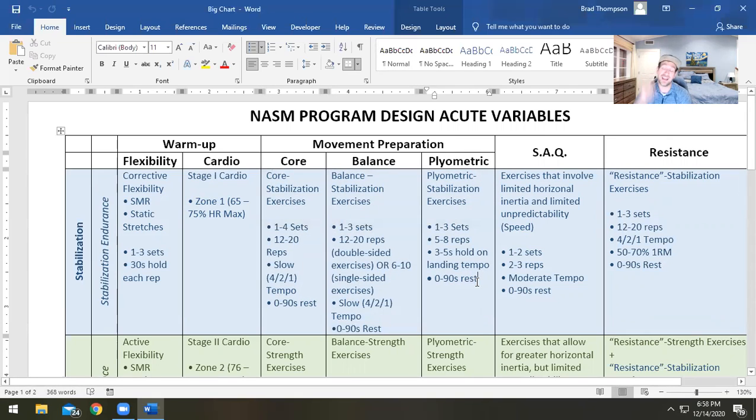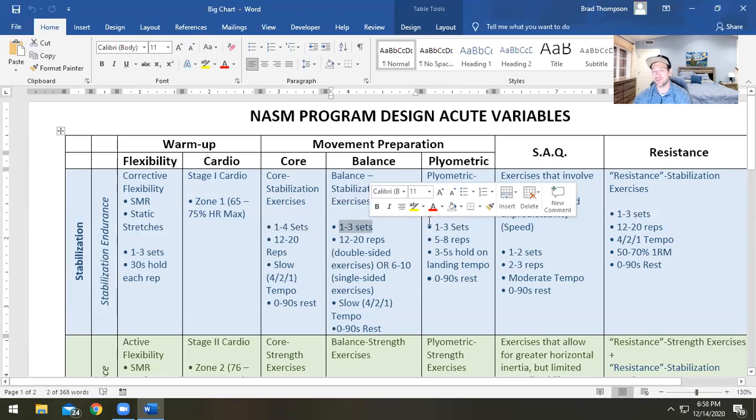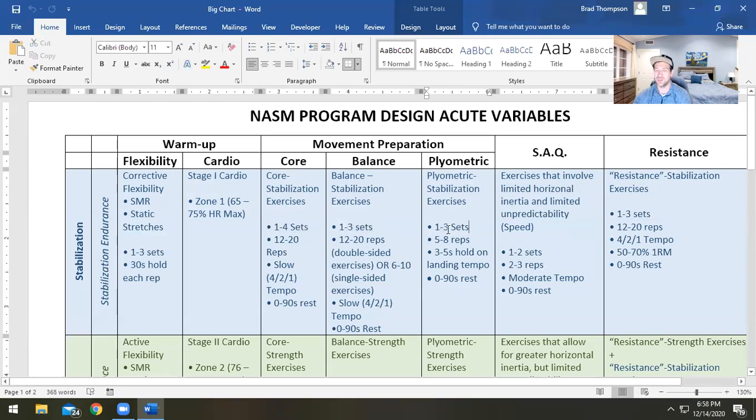Now there is something that NASM does here that drives me absolutely crazy. I get it, all this stuff is based on physiology, but the part of my brain that loves symmetry hates this. You will notice the core exercises are 1 to 4 sets, and then balance and plyometric are both 1 to 3 sets, which is infuriating to me. I cannot even think of the last time I did 4 sets on a core exercise because I hate not having symmetry.